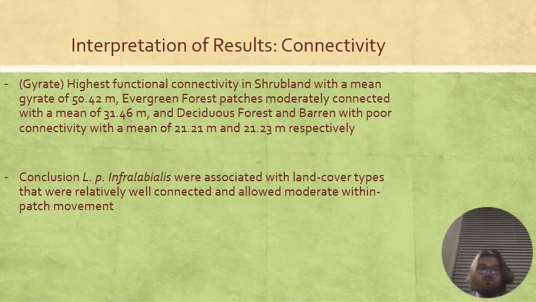Interpreting the results of connectivity. The only metric I used here was gyrate, and shrubland had the highest functional connectivity with a mean gyrate of 50.42 meters. Evergreen forest patches were moderately connected with a mean of 31.46 meters. Deciduous forest and barren had poor connectivity with a mean of 21.21 meters and 21.23 meters respectively. The conclusion for this would be Infralabialis are associated with land cover types that are relatively well connected and allow moderate within patch movement.